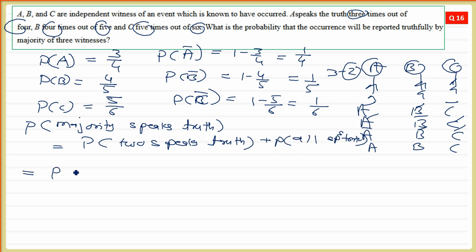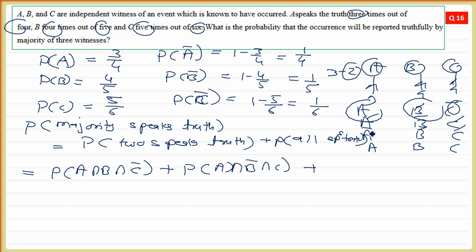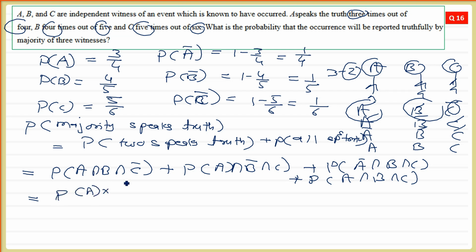So this is going to be equal to this, whatever I have written, I am just writing it here. P(A ∩ B ∩ C bar) plus P(A ∩ B bar ∩ C), then probability of A not speaking the truth, B and C saying the truth. And finally, all of them saying the truth, so P(A ∩ B ∩ C). Now this can be separated. It's PA multiplied by PB multiplied by PC bar.